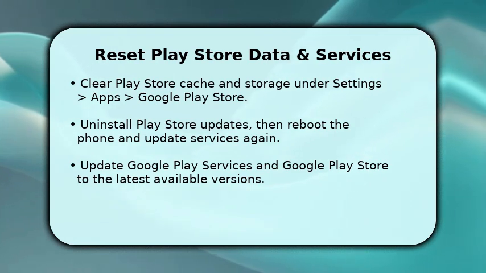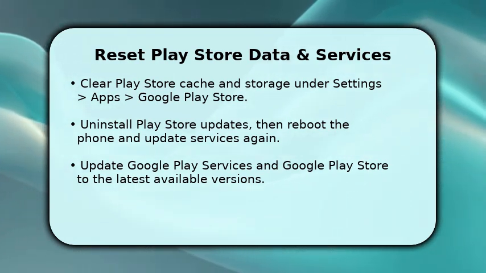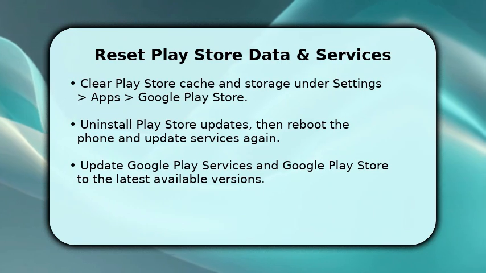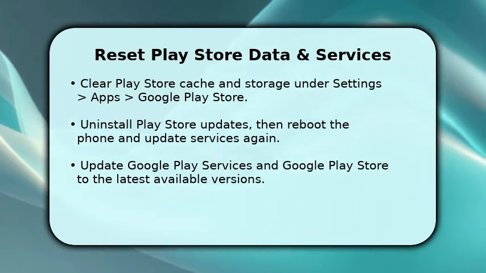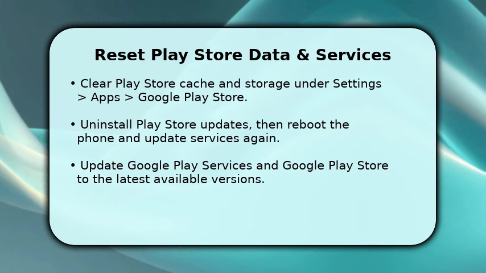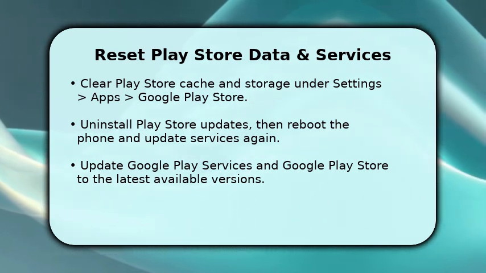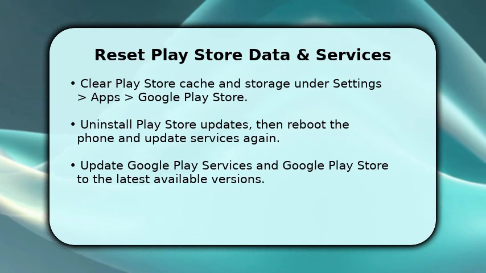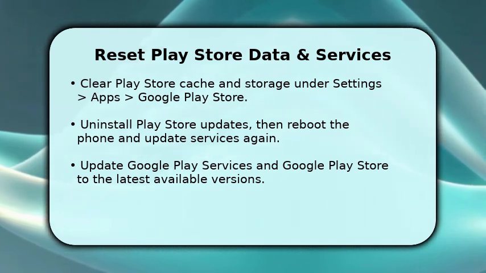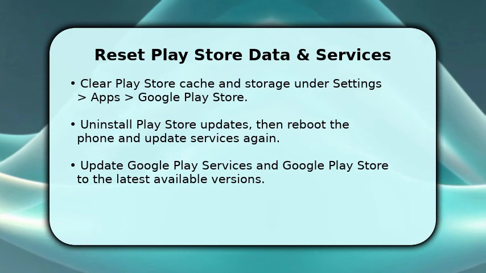Next, open the 3 dots and choose Uninstall Updates to restore the factory Play Store. Reboot your phone after uninstall completes and wait 30 seconds. Then open the Play Store, which will update automatically. Open Google Play Services and update it to the latest version using Play Store if an update is available.